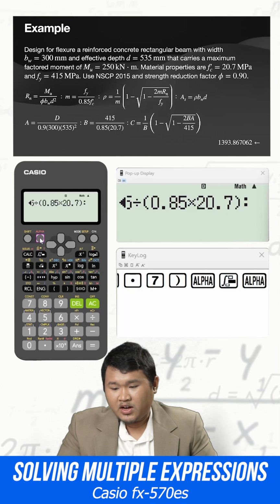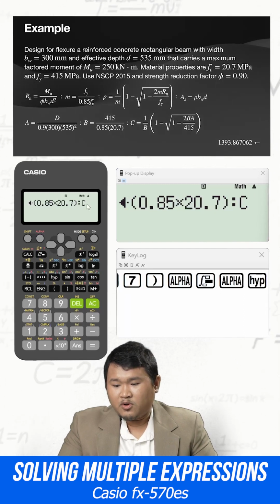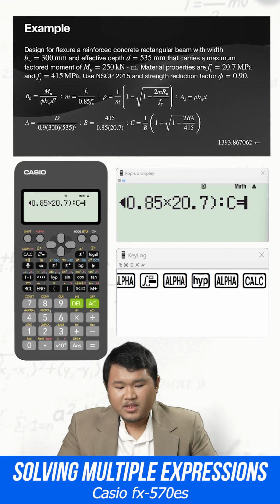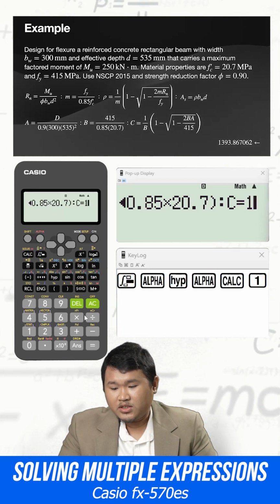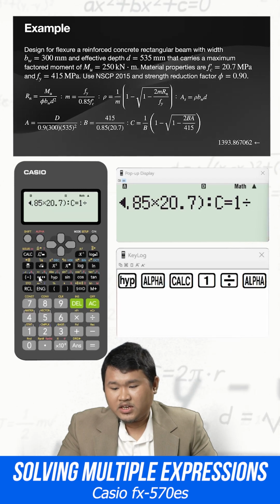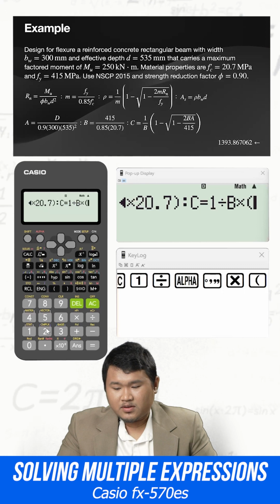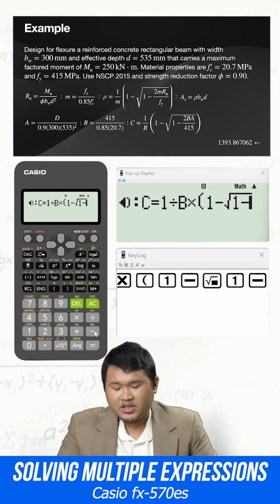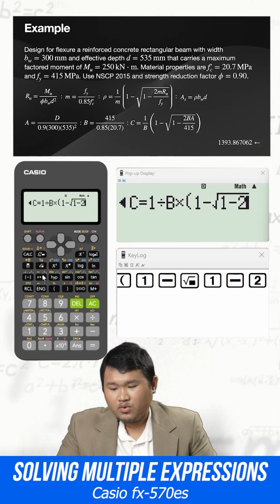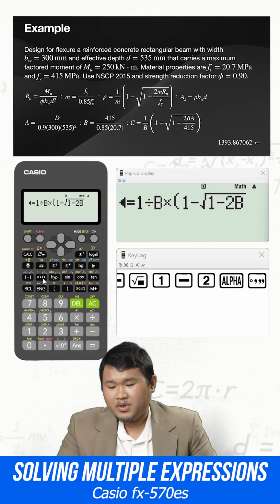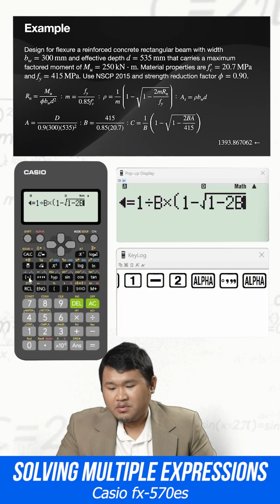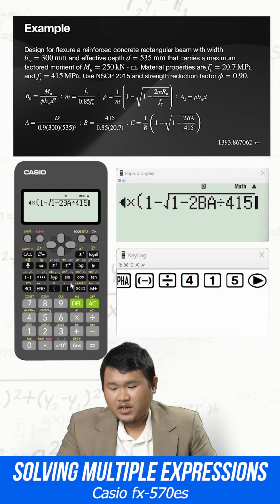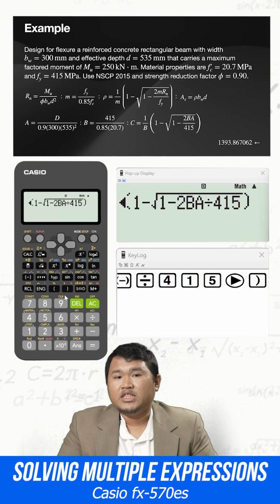For the formula, we have alpha and then the hyp key for the variable C, and then alpha and then calc for the equal sign, and then for the formula, we have 1 over B, alpha and then the degree symbol for B, times the parenthesis 1 minus square root of 1 minus 2BA, so 2 alpha and then the degree symbol for B, and then alpha and then the minus symbol for A, and then divided by 415, and then close parenthesis. We now have the third formula.